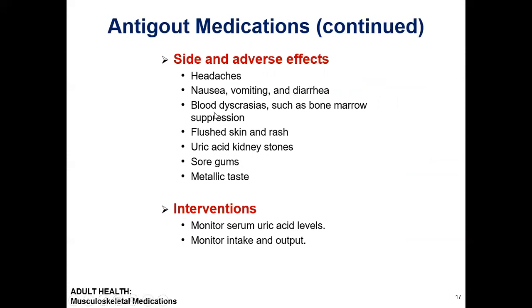Sometimes blood decreases. It is very important to evaluate for bone marrow suppression. As you know, the bone marrow produces red blood cells, white blood cells, and platelets. So when bone marrow depression or suppression occurs, the patient develops anemia, thrombocytopenia, or leukocytopenia. Also flushing skin and rash.